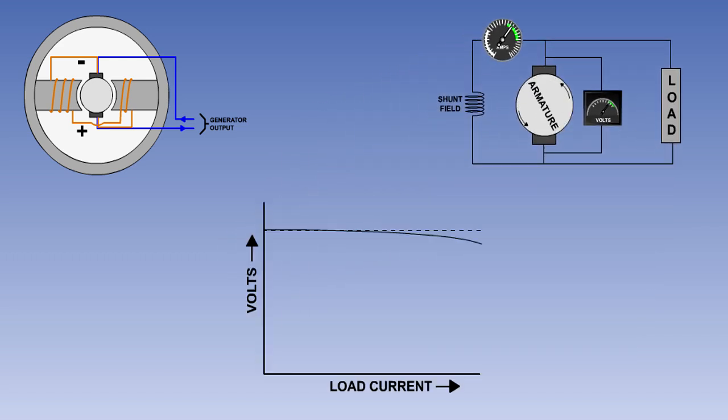Because the field current is not affected by the load current over the normal operating range of no load to full load, the drop in terminal voltage as the load current increases is relatively small, due only to the voltage dropped because of the internal resistance of the armature coil.